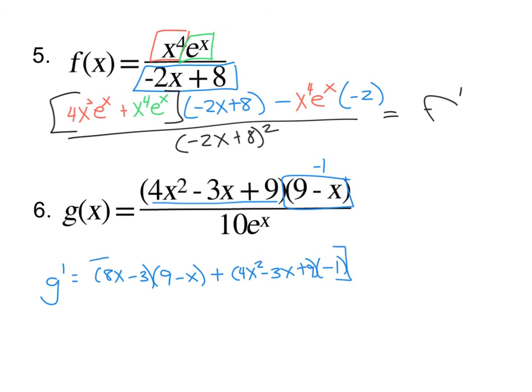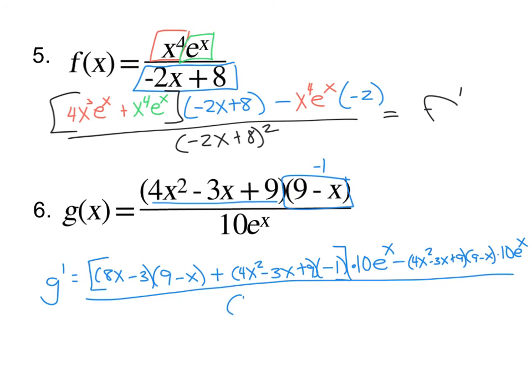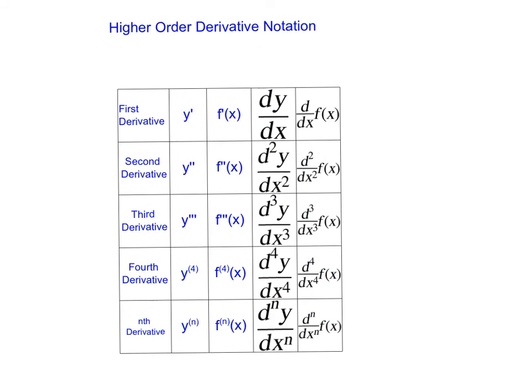So for our quotient rule, derivative of the top times the bottom minus the top, I'm just going to rewrite all of that really tiny because I'm running out of space, times the derivative of the bottom. Derivative of the bottom is just 10 e to the x, all over the bottom squared. And that's it. Yes, it's gross. Again, we're not simplifying. We're going to leave that exactly as it is. Okay, that's done. We're done with the quotient rule.